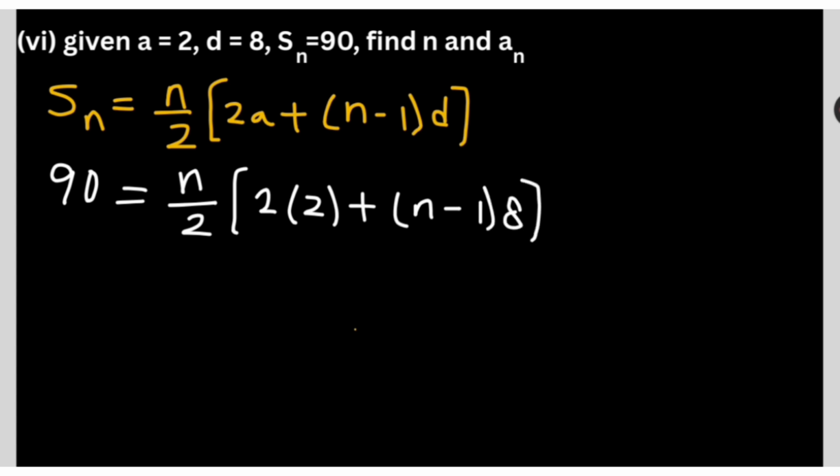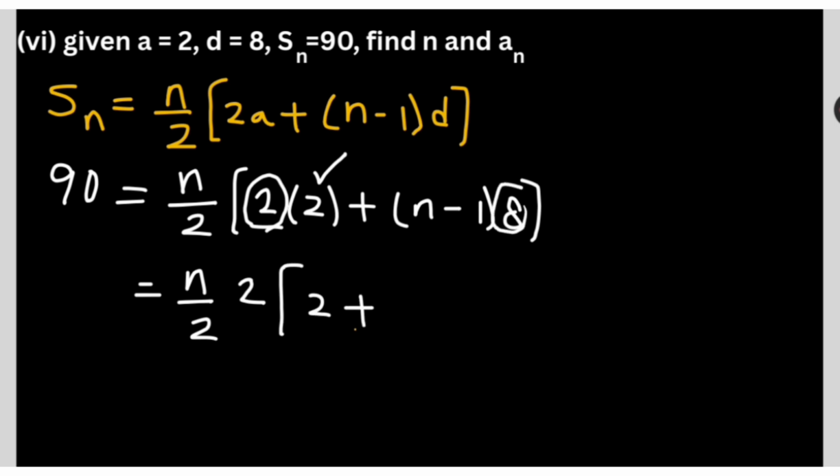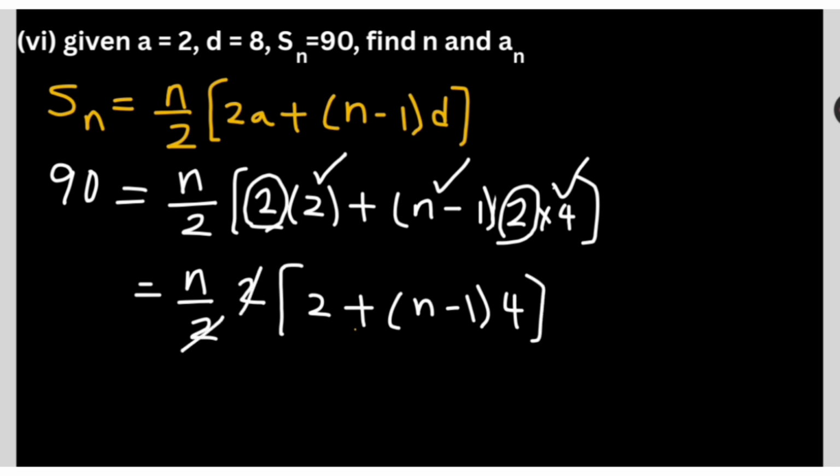8. So n over 2, in the denominator we have a 2, so if we take 2 common in the numerator terms, it is easy to cancel out. That's why I'm taking 2 as common. We are left with 2 plus, and here we have 8, which we can write as 2 times 4. If you take 2 as common, we are left with n minus 1 times 4. So just write n minus 1 times 4. Here 2 gets cancelled, and it is equal to 90.